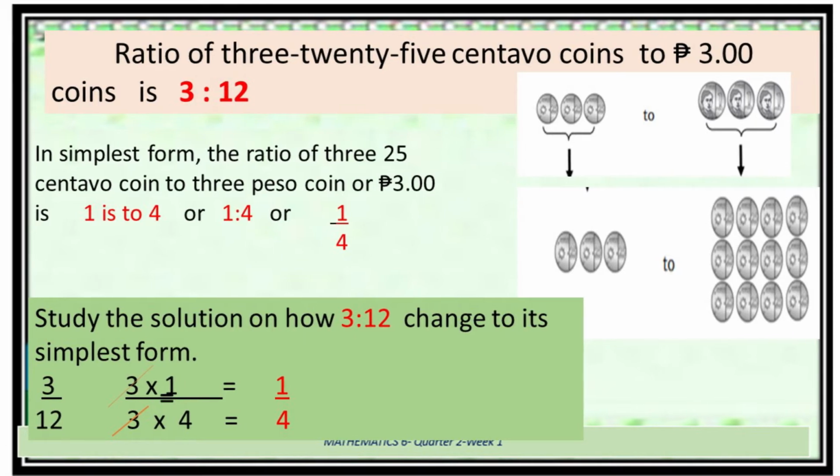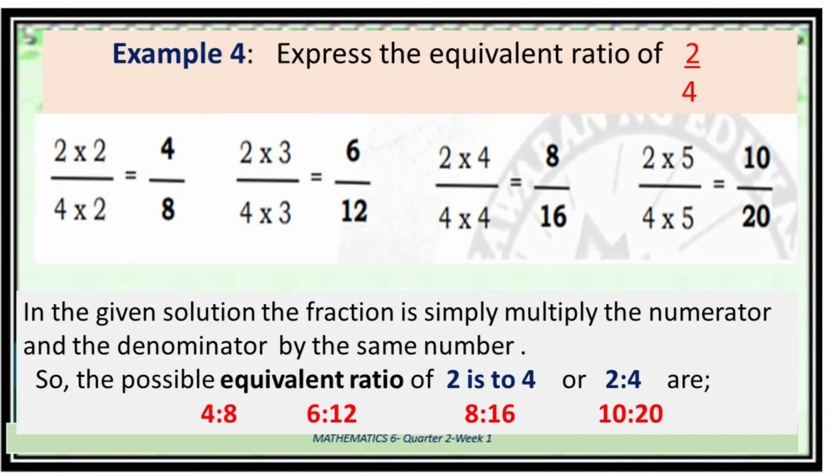Another example, express the equivalent ratio of 2:4. Again, study the solution below. In the given solution, as with a fraction, simply multiply the numerator and the denominator by the same number. So, the possible equivalent ratios of 2:4 are 4:8, 6:12, 8:16, and 10:20.